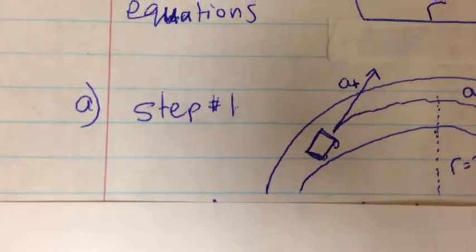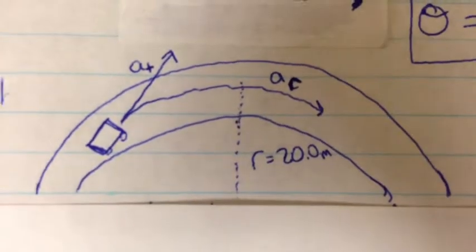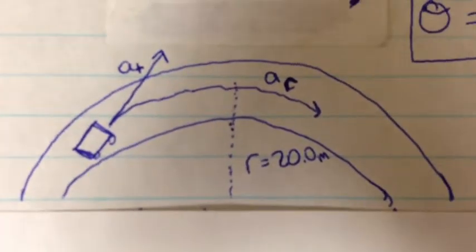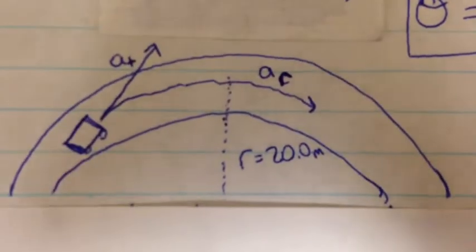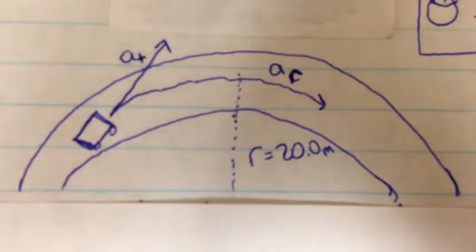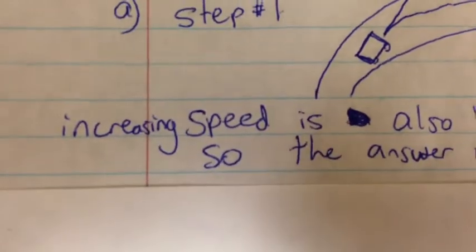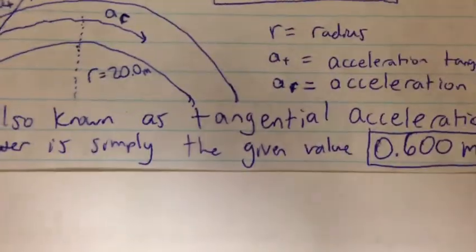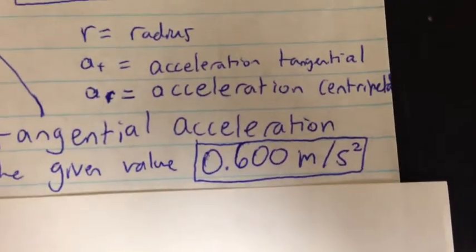Step 1 for A is to find the tangential acceleration. Here is a diagram to try to help explain what is being found. AT is acceleration tangential, and AR is acceleration centripetal. R, the radius, is equal to 20.0 meters. Increasing speed, as it is stated in the problem, is also known as tangential acceleration. So the answer is simply the given value of 0.600 meters per second squared.